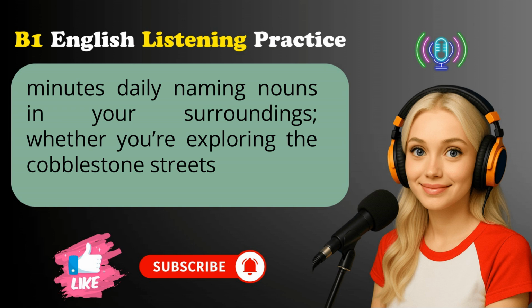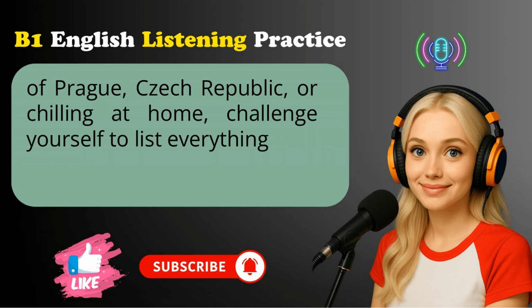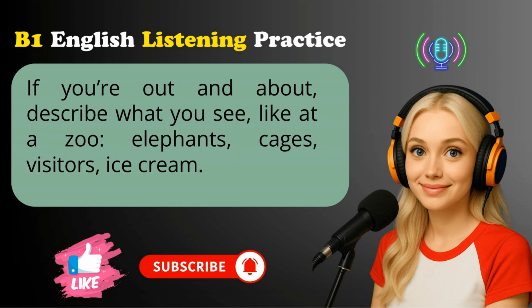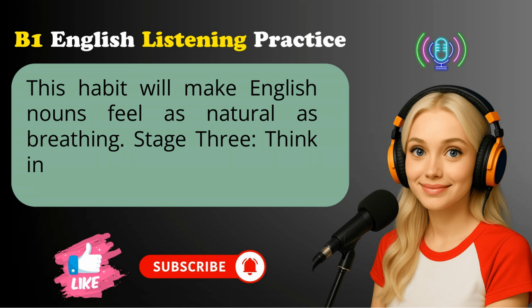Whether you're exploring the cobblestone streets of Prague, Czech Republic, or chilling at home, challenge yourself to list everything in English. Try a scene like a cafe in Vienna: cups, cakes, waiters, newspapers. If you're out and about, describe what you see, like at a zoo: elephants, cages, visitors, ice cream. This habit will make English nouns feel as natural as breathing.